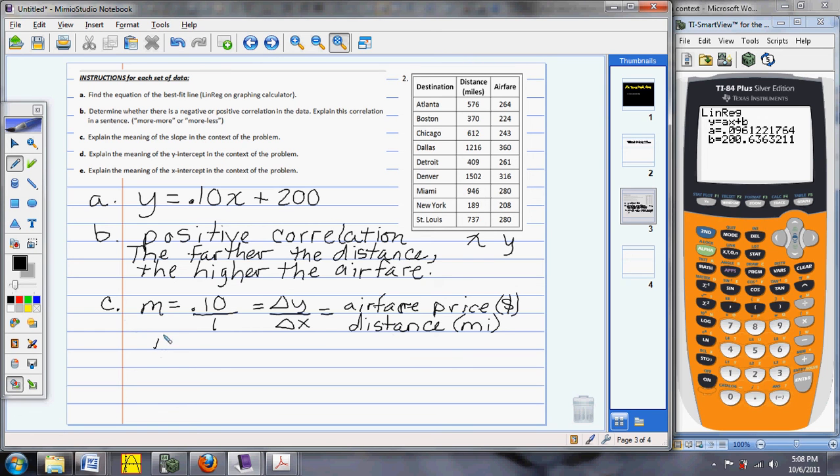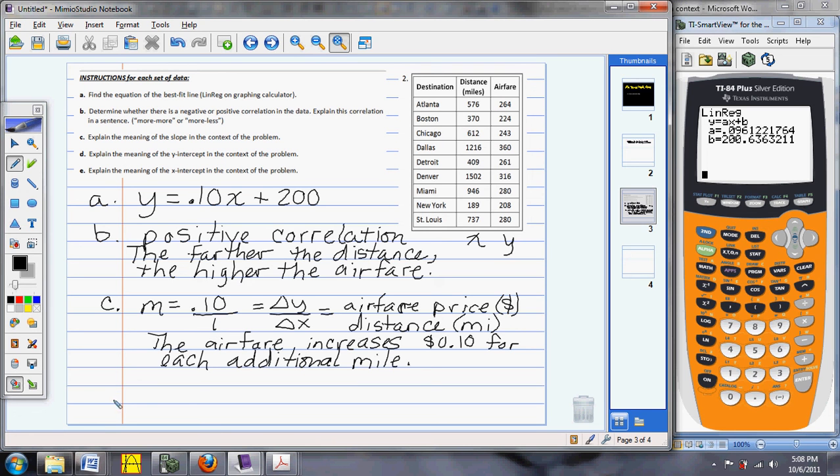Okay, so the airfare, this is a rate, so the airfare increases 10 cents for each additional mile. All right, that's 10 cents change for every 1 mile change.